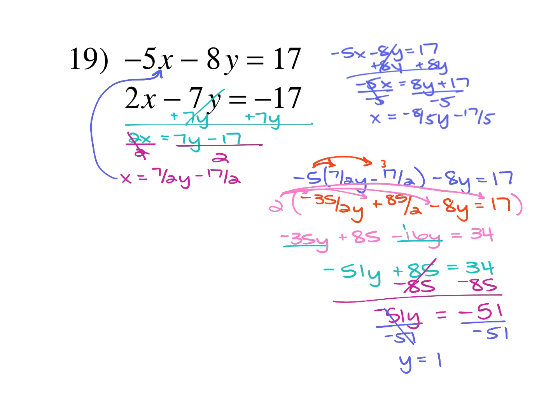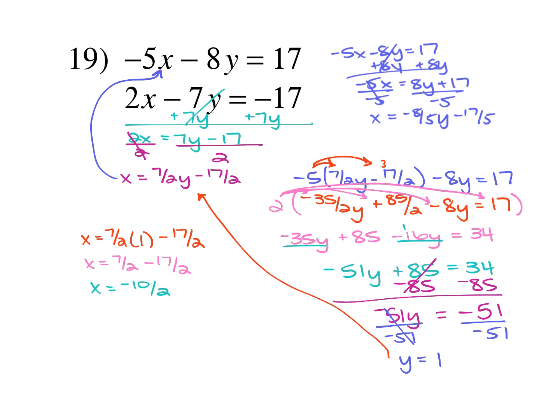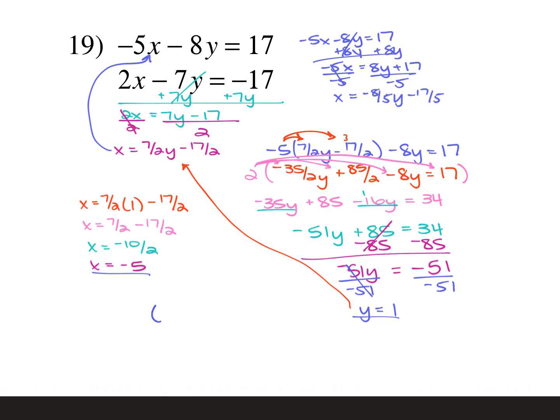If y is equal to positive 1, plug that in for y in x is equal to 7 over 2y minus 17 over 2. This is going to give us x is equal to 7 over 2 times 1 minus 17 over 2. So that's just 7 over 2 minus 17 over 2. What is 7 minus 17? Negative 10 over 2 simplifies to be negative 5. So if your x is negative 5 and your y is 1, the solution is negative 5, comma 1.